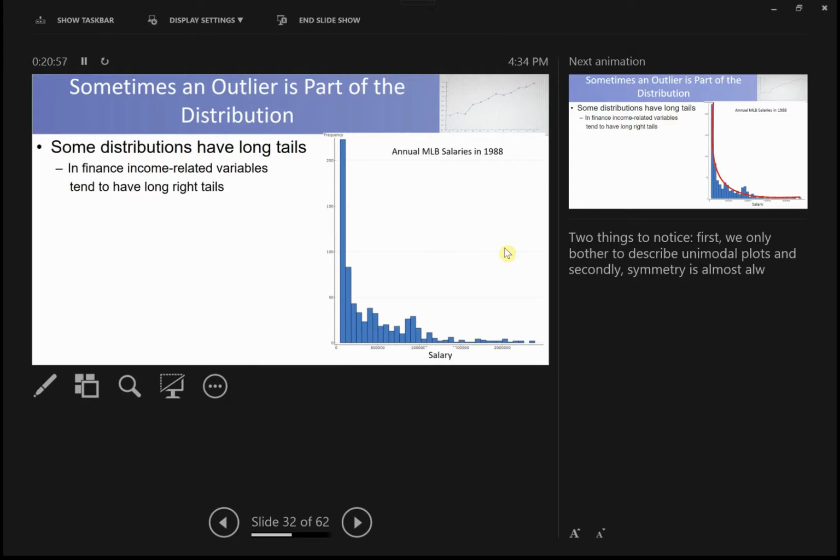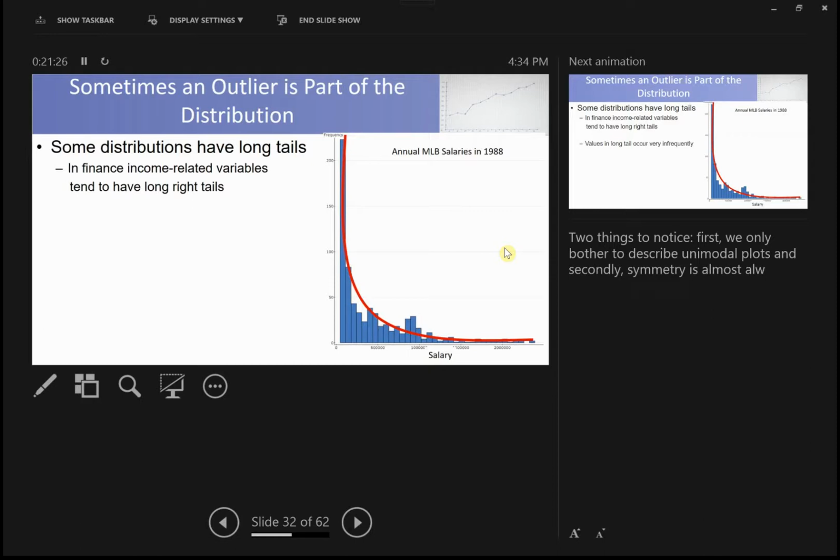So this is real data. This is Major League Baseball salaries in 1988 after free agency. Very strongly right-skewed. No doubt about that, unimodal, right? And here's the problem with outliers. So this is what you want to think about. What are we trying to do? We're trying to fit this with a nice curve, right? So we're trying to fit this with a curve that kind of looks like that. It kind of fits this data set nicely, right?